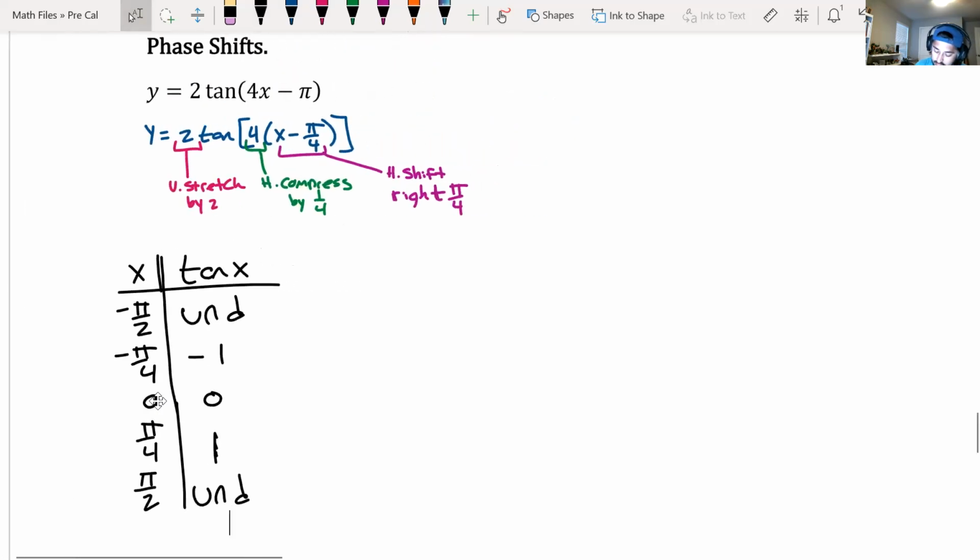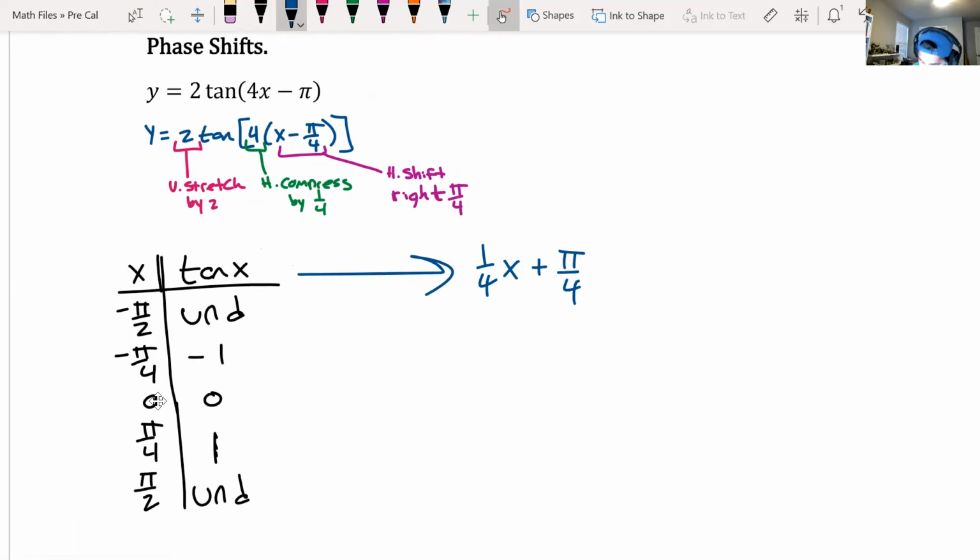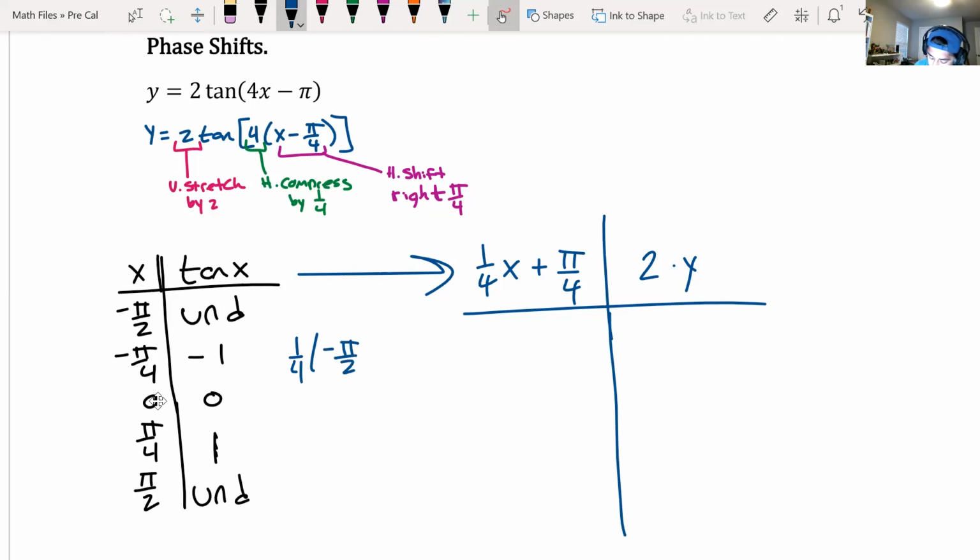All right, so now when I transform this, my x values, I will multiply by 1/4 and then add pi over 4. My y values, lucky us, I just have to multiply them by 2. Okay, so first up is negative pi over 2. So that'd be 1/4 times negative pi over 2 plus pi over 4. That'd be negative pi over 8 plus pi over 4. Get a common denominator of 8, and negative pi over 8 plus 2 pi over 8 gives me pi over 8. So there's the first one.